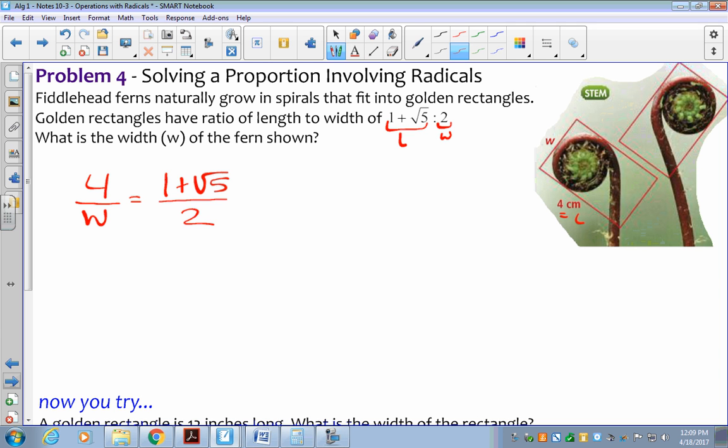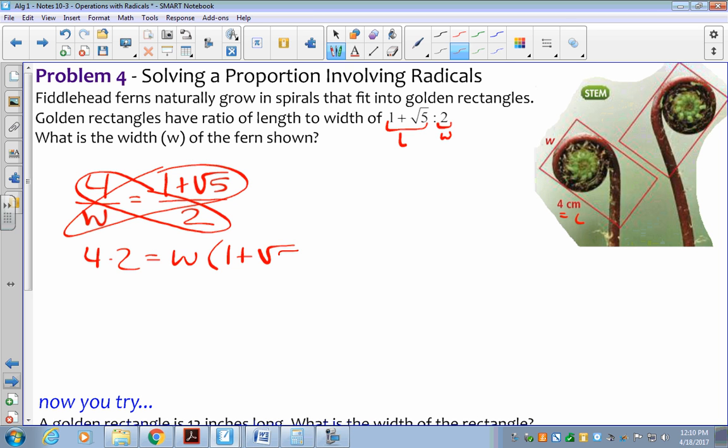Diego, what do we do with the ratios when we've got two fractions that are equal to each other? How do we solve that? Anytime we get fractions that are equal, we are going to multiply, but which items go together? Oh, 4 and 2 and W. Yeah, so we cross multiply. We go diagonally. So we've got 4 times 2 and W times 1 plus root 5.